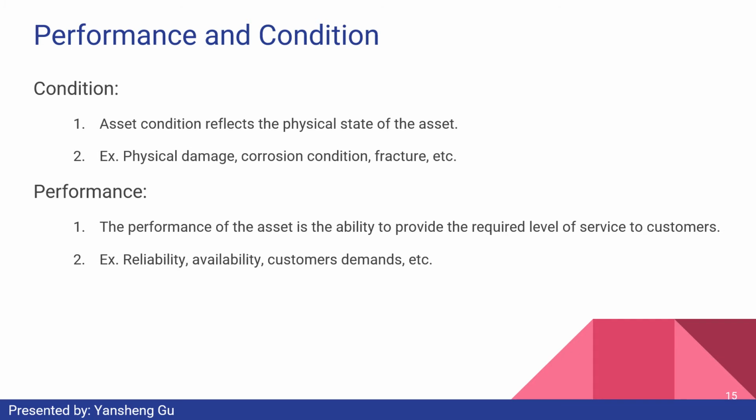Asset condition reflects the physical state of an asset, such as physical damage, corrosion condition, fracture, which may or may not affect its performance. Asset performance is the ability to provide the required level of service to customers. Generally, this can be measured in terms of reliability, availability, capacity, or customer demands. They are both used for determining the remaining useful life of an asset, and more importantly, the timing to bring the level of service back to the desired standard. So, the asset management team will make decisions based on an asset's condition and performance.